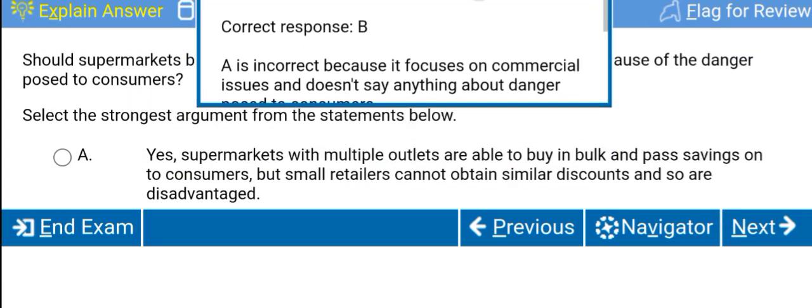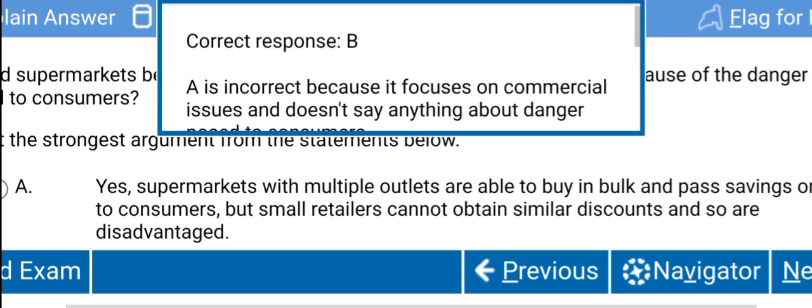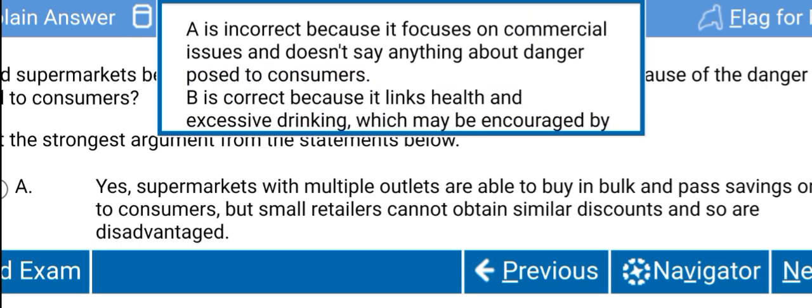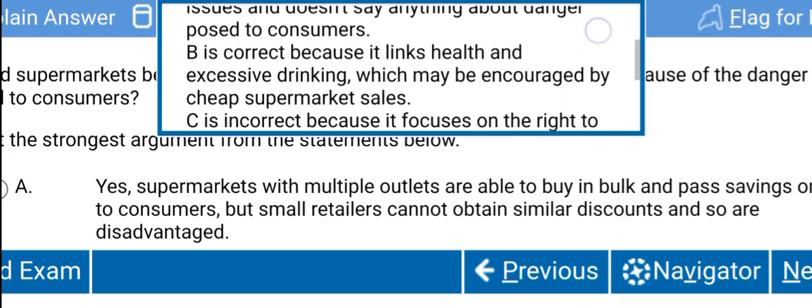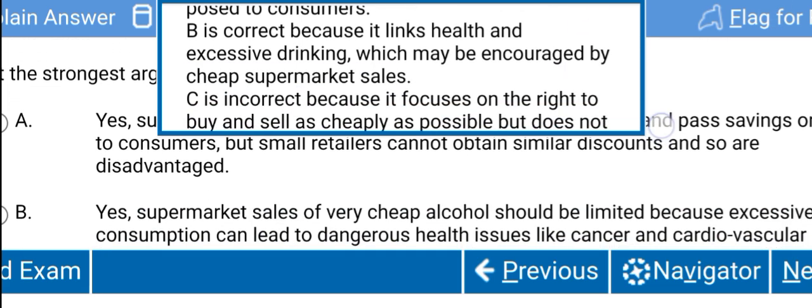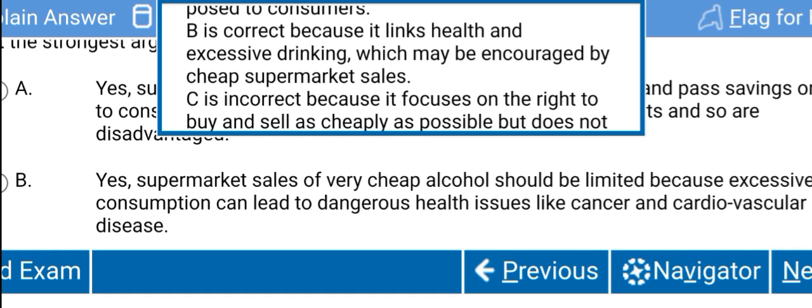So option B is the correct response and A is incorrect because it focuses on commercial issues and doesn't say anything about danger posed to consumers. And option B is correct because it links health and excessive drinking, which may be encouraged by cheap supermarket sales.